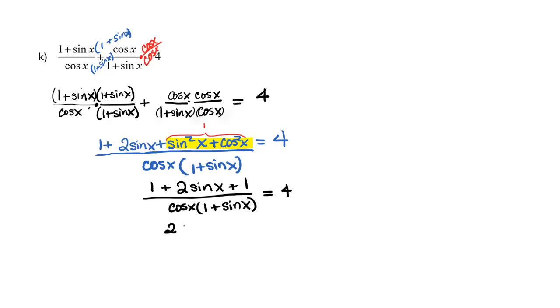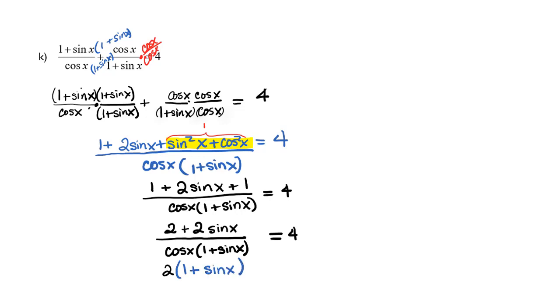I could take a 2 plus 2 sine x in the numerator, and notice that I have a common factor of 2. So I could pull that out front. I'll do that in the next step. All over cosine x times 1 plus sine x equals 4. When I factor out the 2 in the numerator, I'm left with 1 plus sine of x in the numerator, all over cosine of x times 1 plus sine of x.